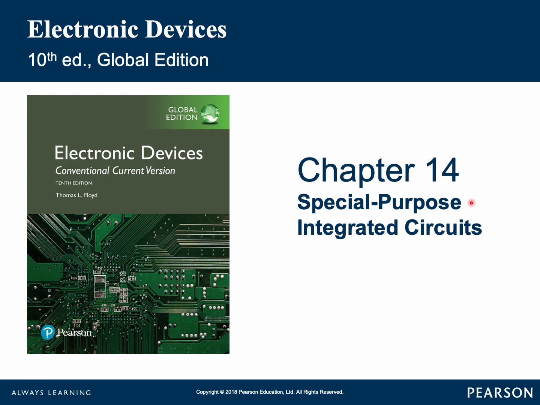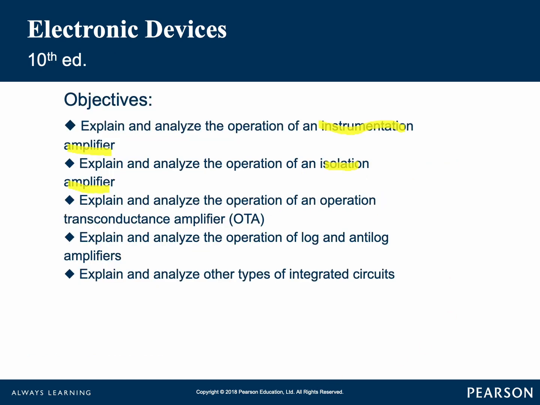However, some specialized IC amplifiers are available that have certain features or characteristics oriented to special applications. Most of these devices are actually derived from the basic op-amp. So, what kind of IC circuit will we discuss today? Based on the listed objectives, we will learn and discuss 4 types of op-amp special circuits.